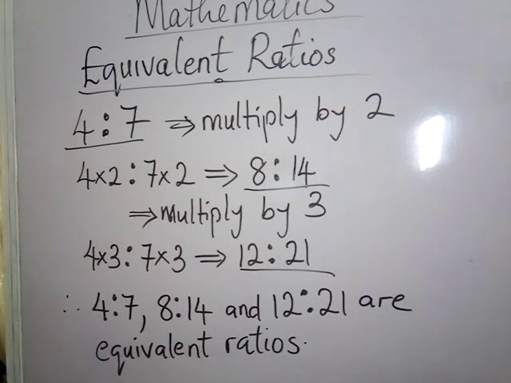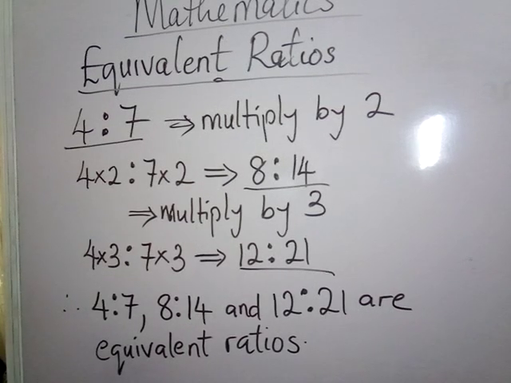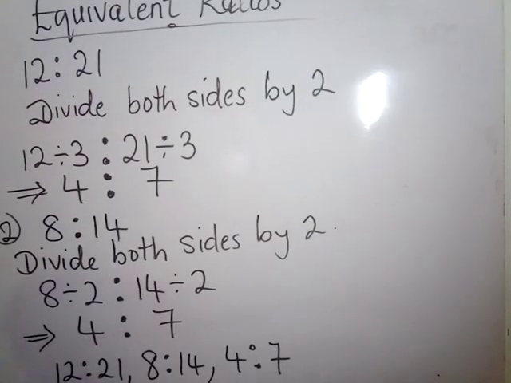We're going to find out how we are so sure they have the same value. We're going to do the division part of it and see how we can use both multiplication and division to get equivalent ratios. To obtain equivalent ratios of any ratio, you can either multiply both sides by the same number, or divide. We took an example where we had the ratio 4:7 and obtained 2 more equivalent ratios.